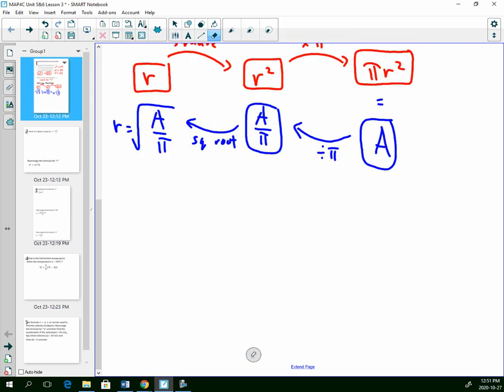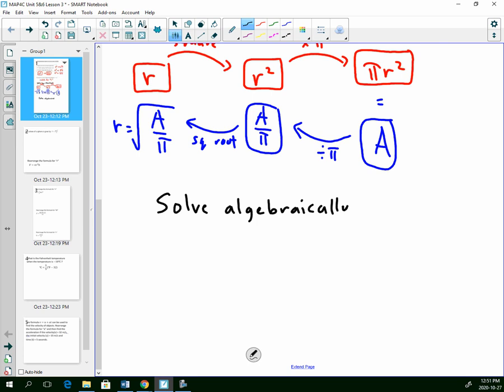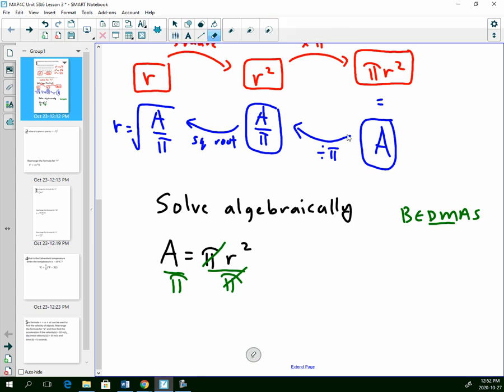If you were solving algebraically, we would just start with the equation A equals pi r squared. And we just want to undo the operations in the correct order. So remember I said that you could follow BEDMAS backwards for the most part. So anything added, subtracted goes first. Well, I don't have anything added, subtracted, so then I'll do the multiplication next. So multiplied by pi, I will divide by pi to undo that operation.